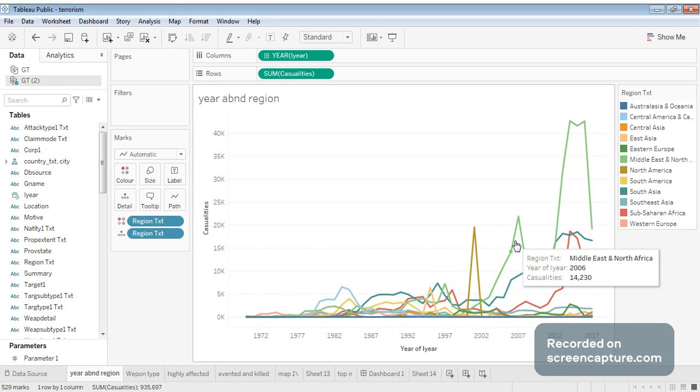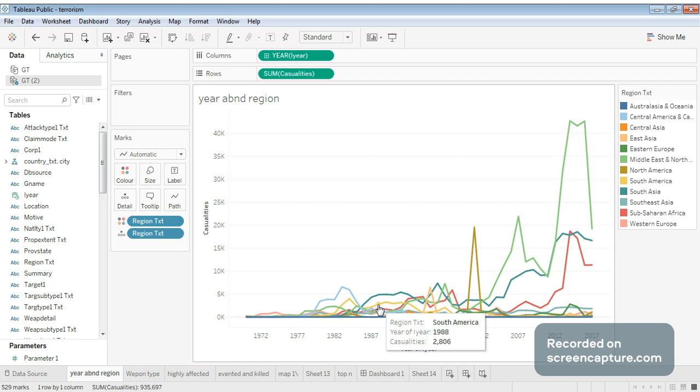With this chart we can say that this is evident, and in the other areas the terrorist attacks have been more or less consistent, with ups and downs. So we can clearly say that in recent times there's been a huge spike in the Middle Eastern area through this graph.